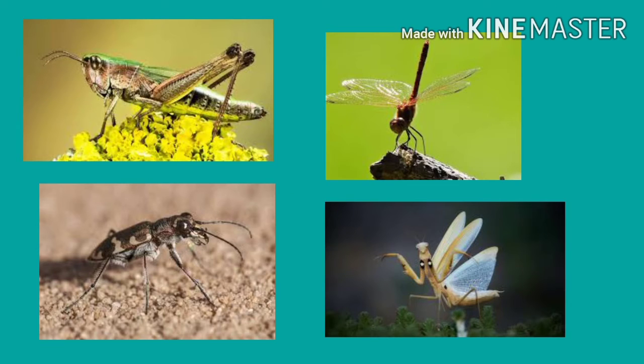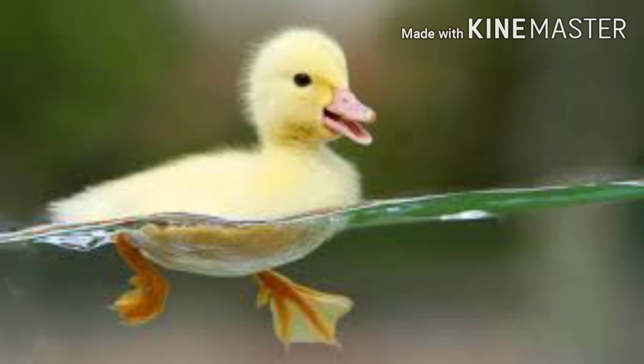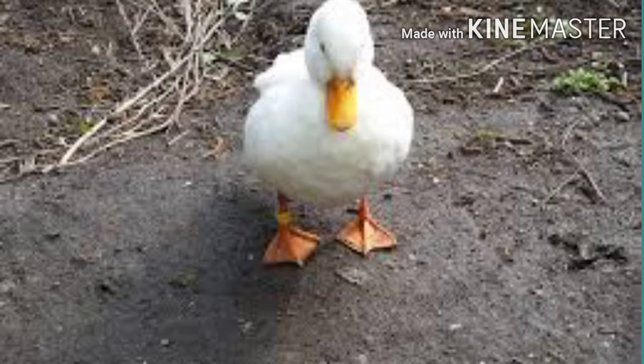Insects, you can see, have 6 legs. They use their legs to move. Most insects fly with the help of their wings. Birds also you can see flying. They have 2 legs and 2 wings. They mainly use their wings for flying and legs for movement. Some birds like ducks and swans have webbed feet that help them to swim in water.